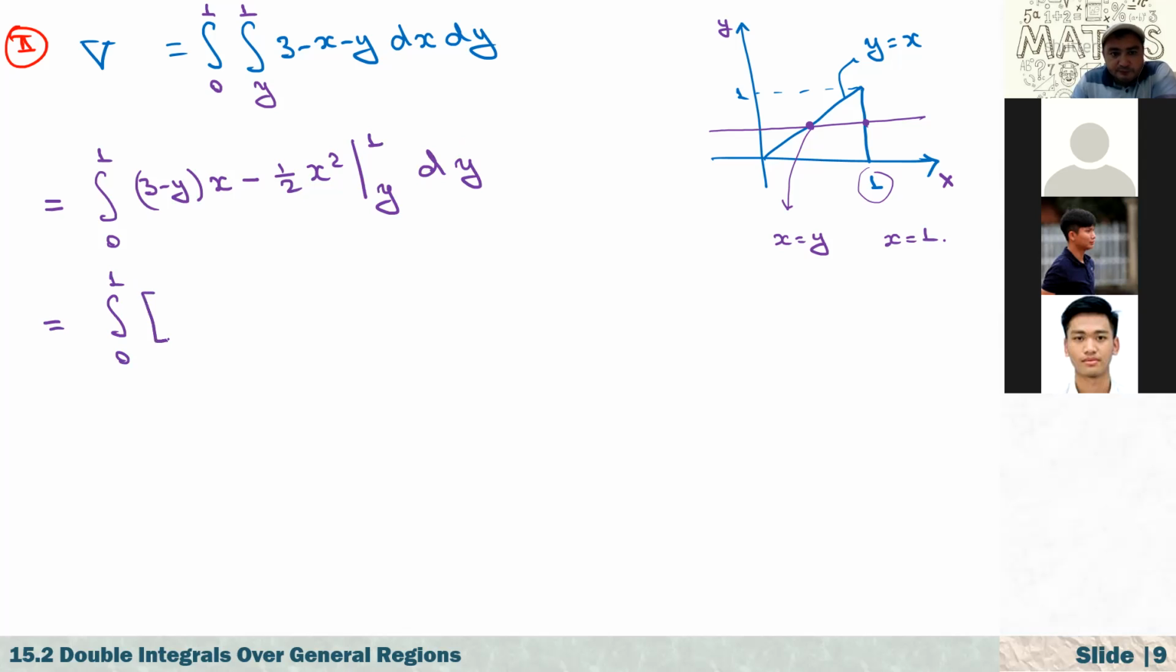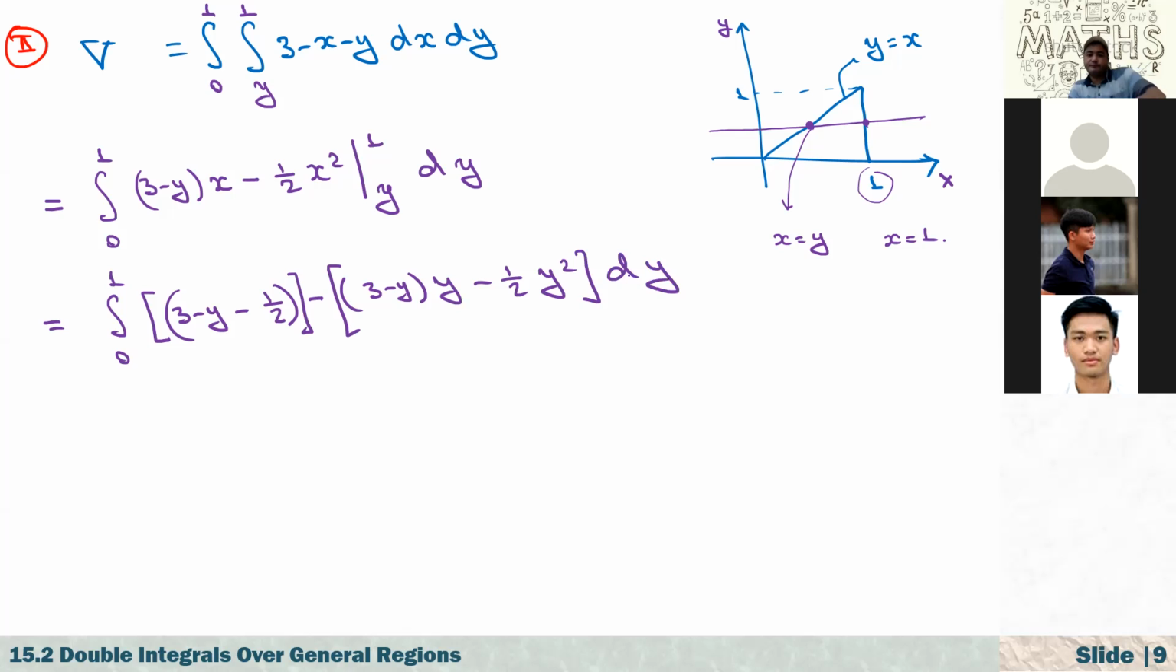When it is 1, here we have 3 minus y minus 1 over 2, right? Minus, when it is y, here we have 3 minus y, and here we have y, and actually, I need to put here like this, 3 minus y times y minus 1 over 2 y squared. And here we have dy. Okay, because integration limits, they are not constant numbers, they are variables. That's equal to, further simplify this, integral from 0 to 1.